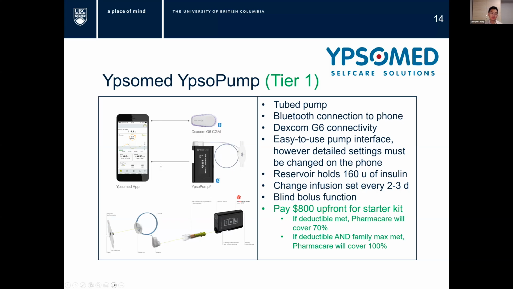And then some of the carb calculations and things happen through the Ypsomed app on the phone. And there is an automated insulin delivery option through some of the later versions of this pump, as I was mentioning, but many people using this pump are using it in a manual mode.